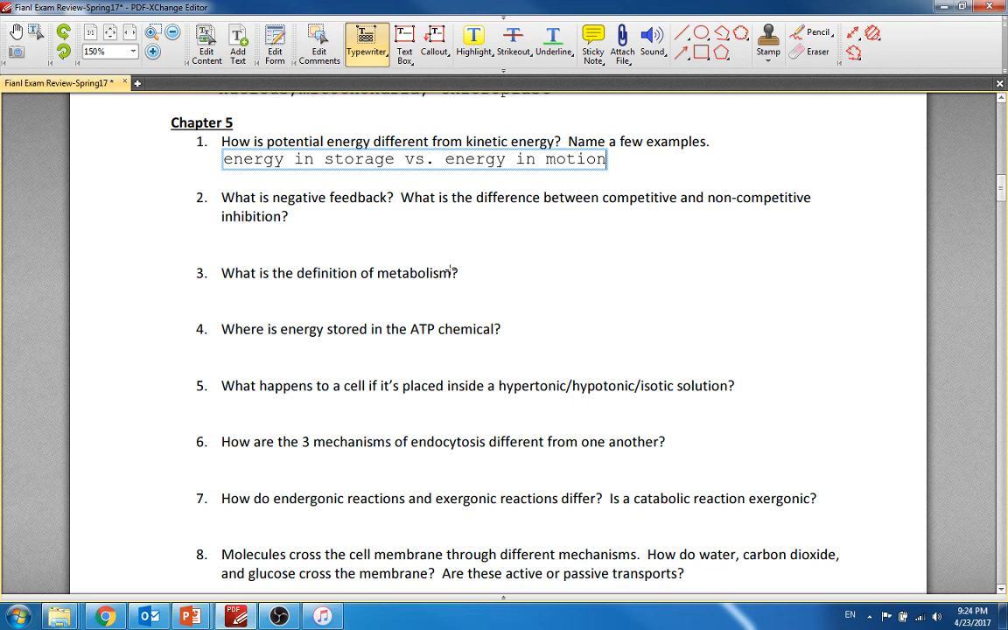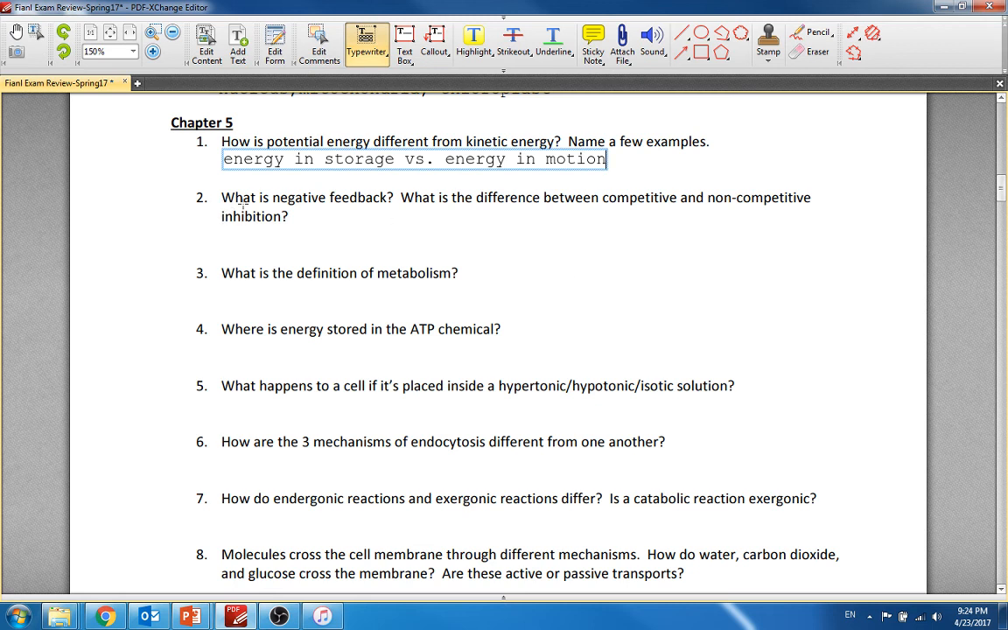Think about a water dam. Think about a bicycle on top of a hill, ready to go down. Right? Those are potential energies. Kinetic energies include light, sound, radiation, you pedaling your bicycle, a fish swimming, etc.